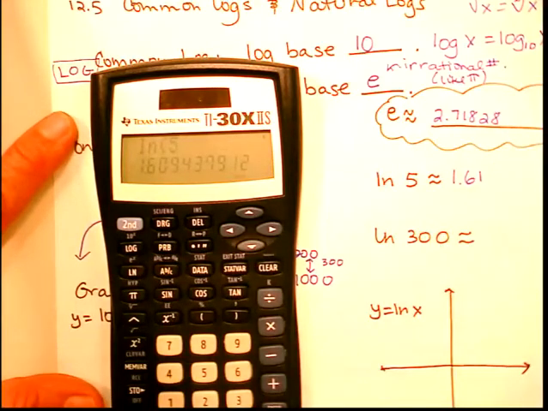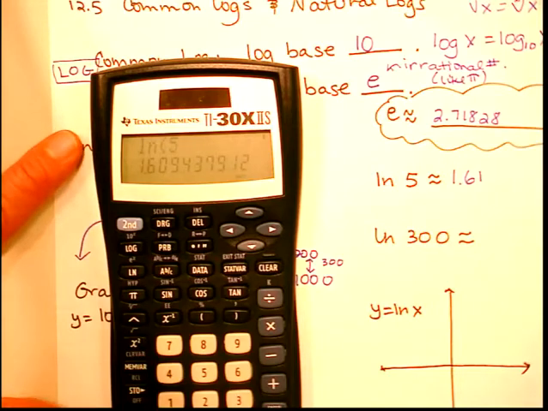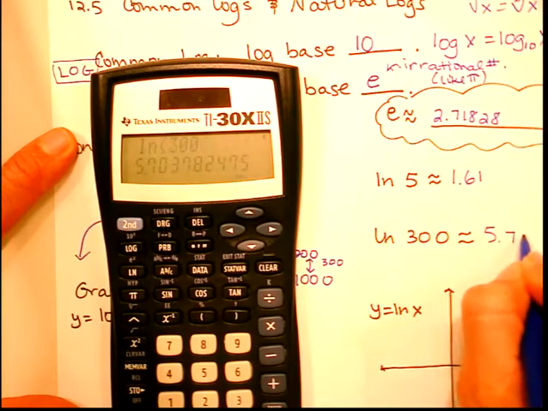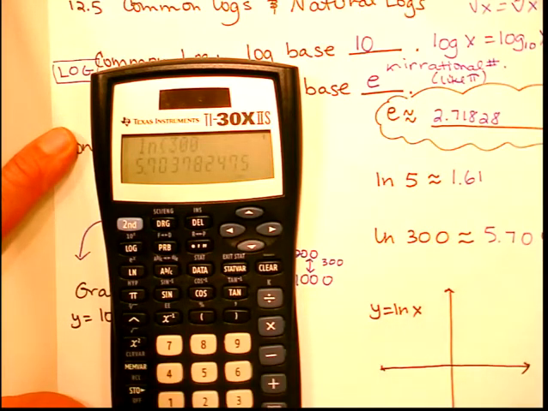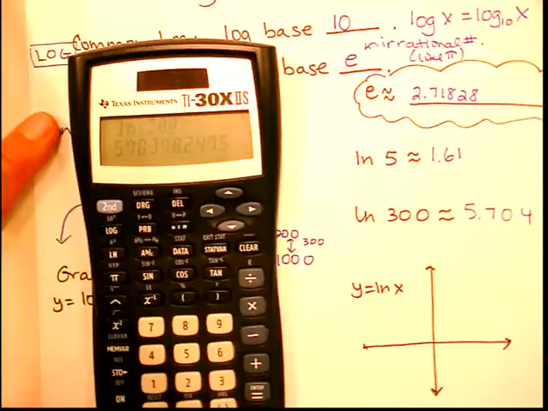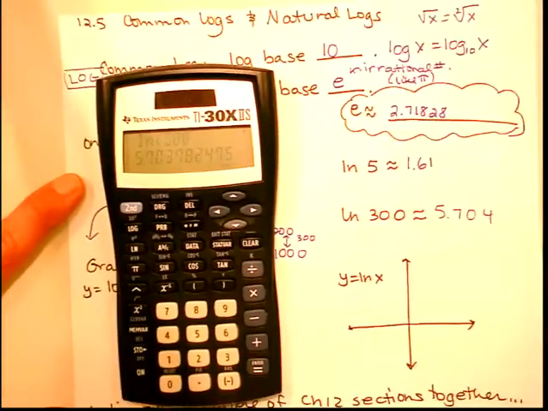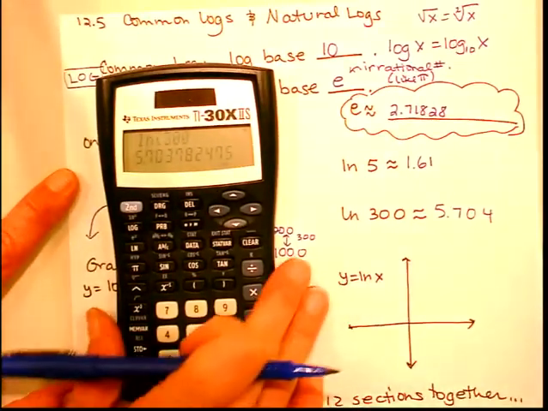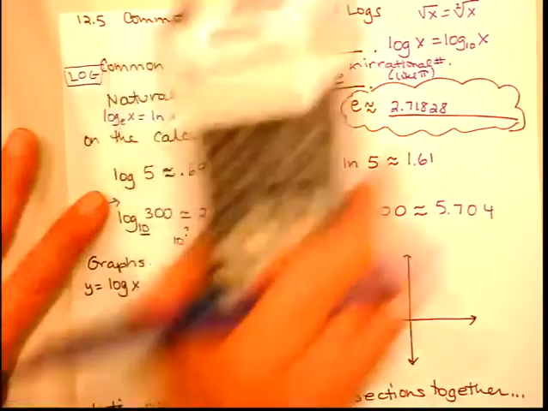It seems to round nicely at hundredths. 1.61. A natural log of 300. 5.704. Okay. You have to pick a place to round, and I was just kind of randomly looking. Okay, great. So we know how to do them on our calculators.